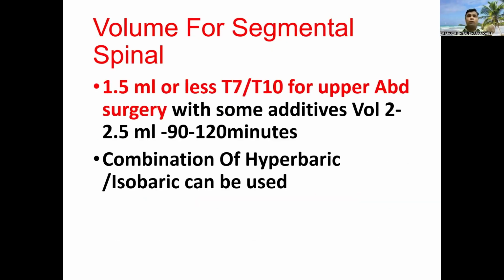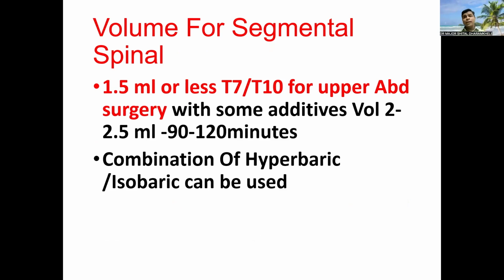How much volume do we use for the segmental spinal? As low as possible. So 1.5 ml or less is sufficient at T7 to T10 for upper abdomen surgery. With some additive, the volume can be 2 to 2.5 ml. The anesthesia will last for 90 to 120 minutes.